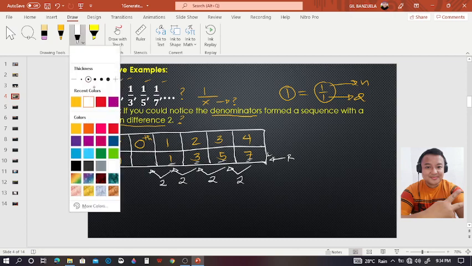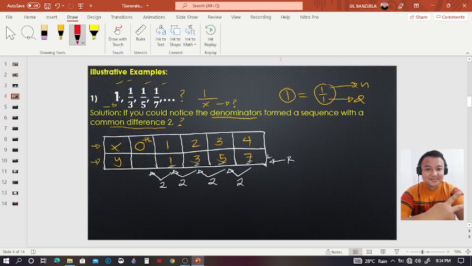Very good question. Okay. Eyes on this. Our last term here is 7. If we're going to subtract that to the common difference, by the way, guys, we call these numbers which are common to all a common difference. Why difference? Because our operation a while ago is subtraction. So the answer in subtraction is difference. That's why we call it common difference.